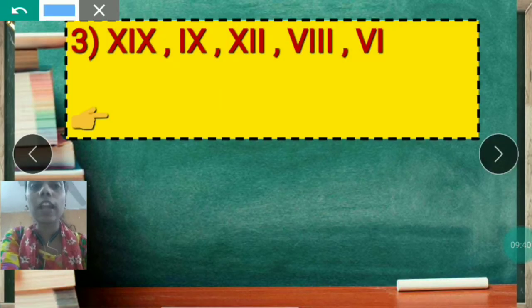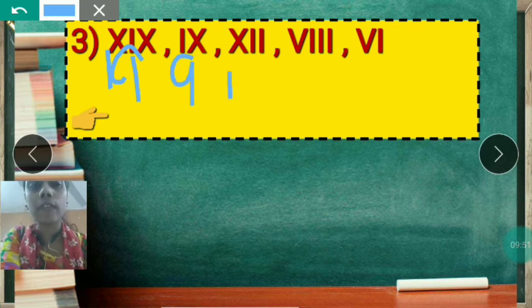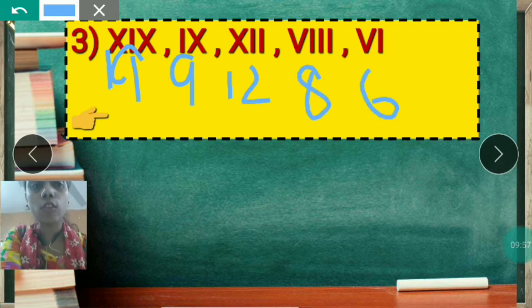So see here, what is the value of XIX? That is 19. So we will write here, okay, this is the 19 value. IX value is 9. XII value is 10 plus 1, 11. 11 plus 1, 12. 5 plus 6 plus 7 plus 8. Now 5 plus 1 will be what? 6.